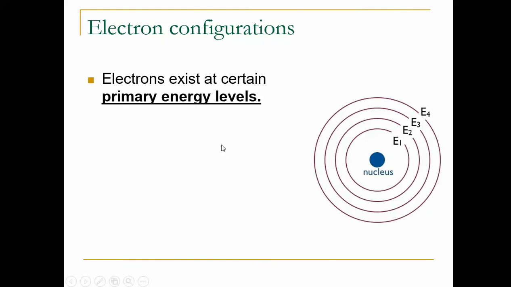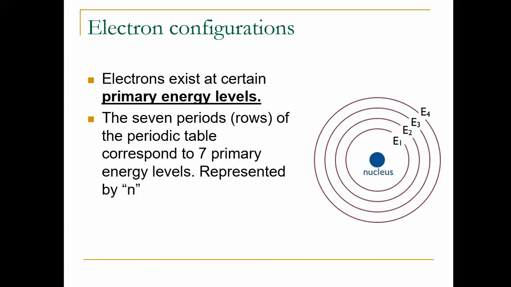Electrons can be said to exist at certain primary energy levels. If this is the nucleus and these are different energy levels, electrons exist in these primary energy levels. There are 7 of them in the ground state, and it's no accident that there are also 7 rows in the periodic table. The 7 primary energy levels correspond to those 7 rows in ways that we'll be talking about more. You will see energy levels often represented by n, in other words, n equals 2 is the second energy level.